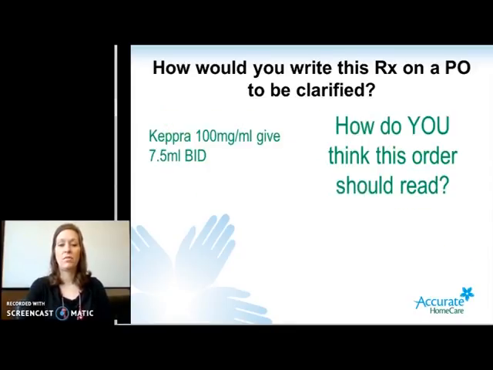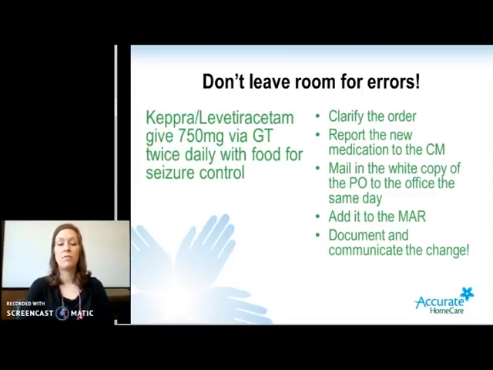So again, we went from 100 milligrams per milliliter, give 7.5 mils BID, to 750 milligrams via G-tube twice daily with food for seizure control.